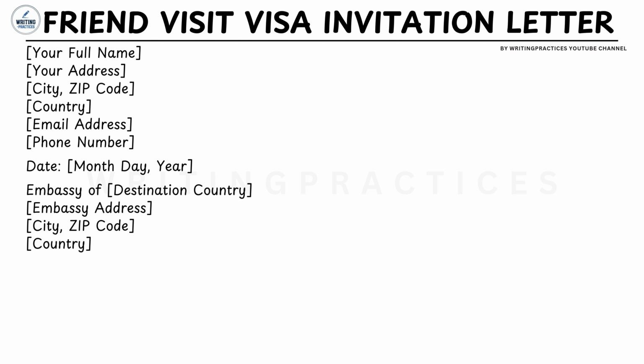Subject line, purpose of the letter. Now let's move on to the subject line, which should be clear and direct. In this case, we write, invitation letter for friend visit visa. This immediately informs the visa officer about the purpose of the letter, so they know what to expect.